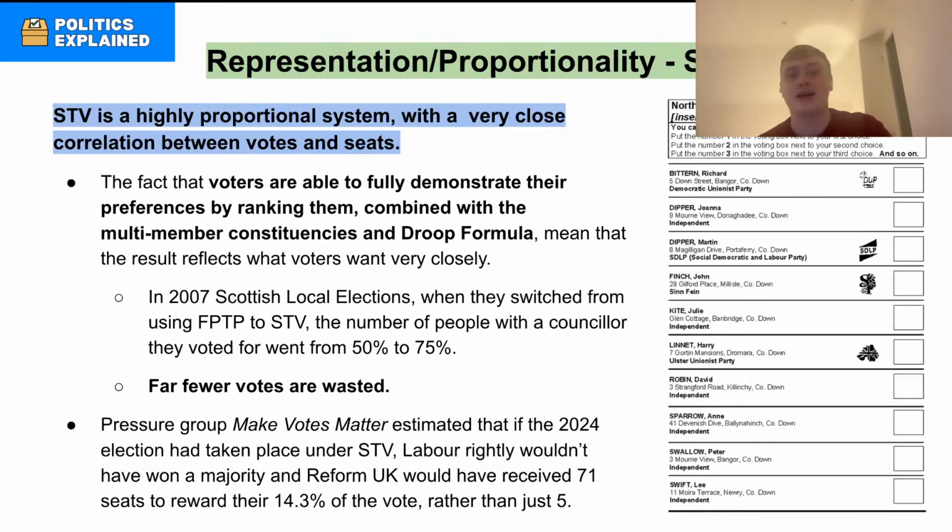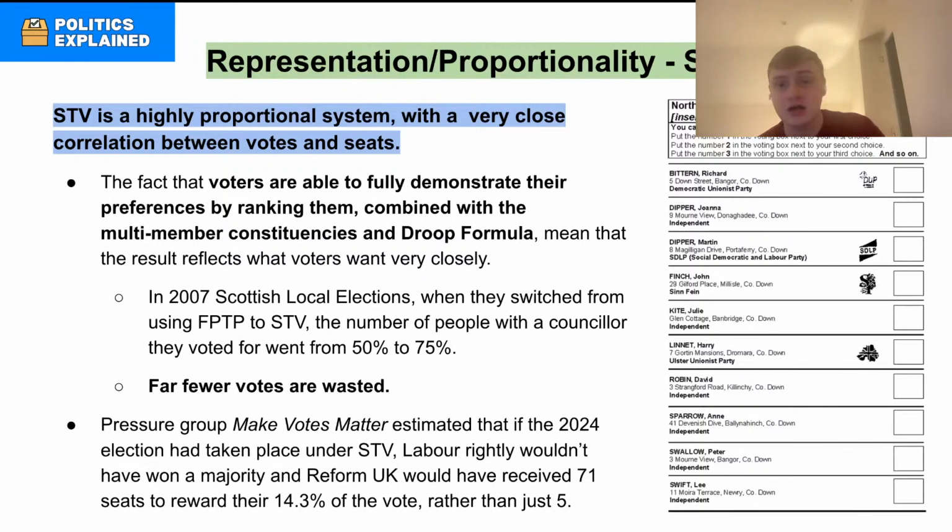Final system we're going to have a look at then in terms of representation and proportionality is single transferable vote, STV. One of its key benefits is representation and proportionality in particular. It's a highly proportional system with a very close correlation between votes and seats. The fact that voters are able to fully demonstrate their preferences by ranking them, combined with the multi-member constituencies and the Droop formula, means that the result reflects what voters want very, very closely.